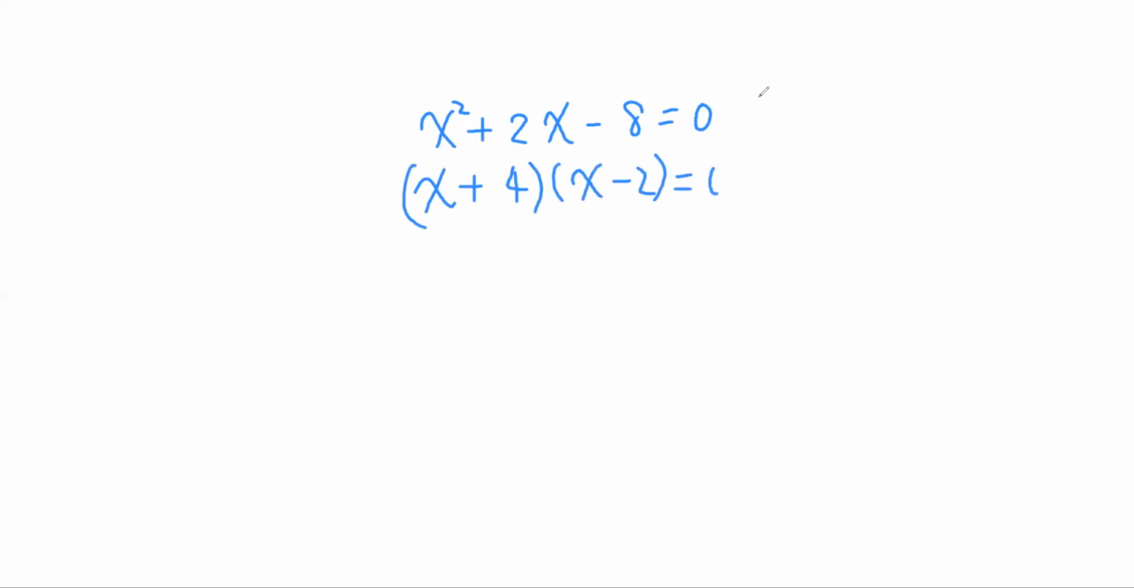Okay, so can you guys use the factor methods for this one? Yeah, we can use the factor methods, right? It's positive 4, -2, right? So you can get the answer is -4 and +2, right? So we use the factor.